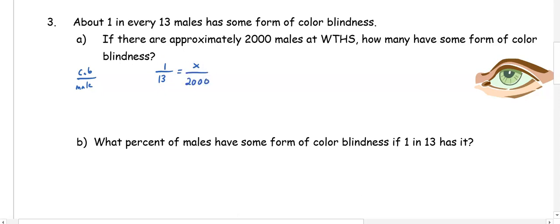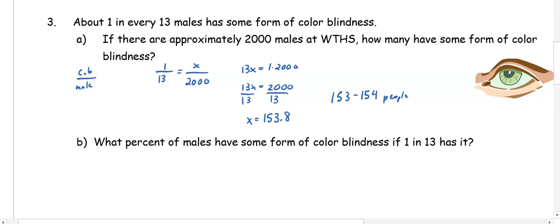So when we cross multiply here, we have 13x equals 1 times 2,000. 13x is going to equal 2,000. So when we divide by 13, we get x equals 153.8. Now we can't have 0.8 people, so we would say between 153 to 154 people, or in this case, males.